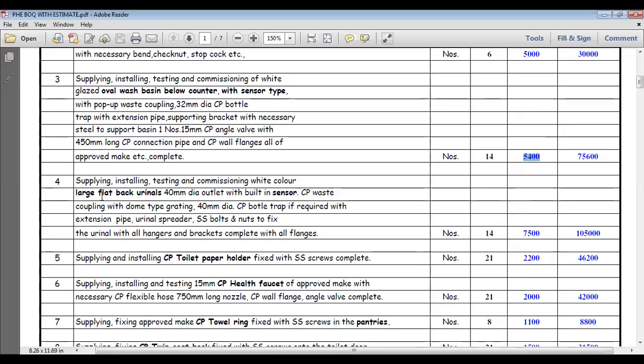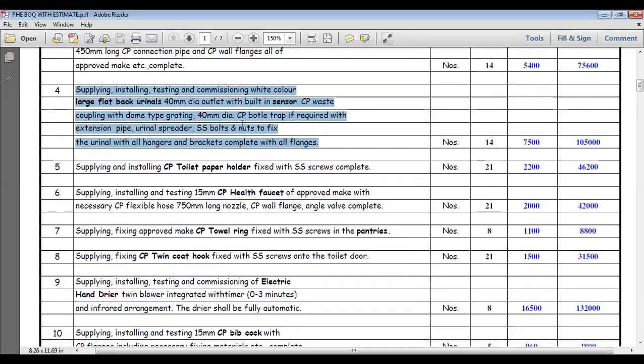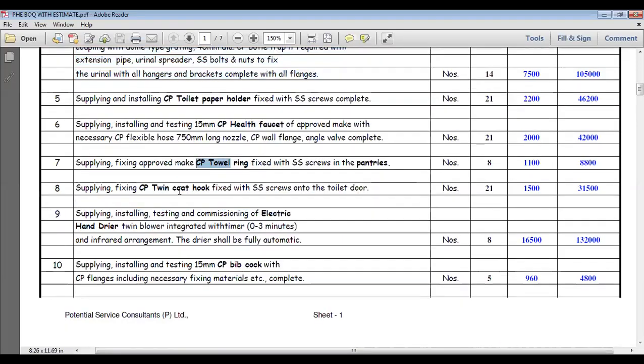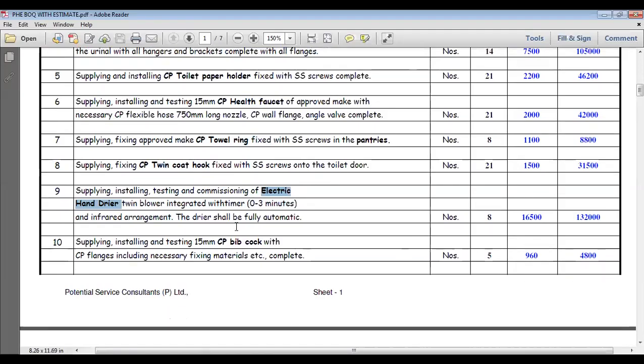If you go to the urinal: supply, installation, testing, and commissioning of the urinal, all the necessary things you have to put. So like this, you get all of them: toilet paper holder, health faucet, cooking health faucet, towel ring, tin cock, pot, electric hand dryer. For the electric hand dryer, how is the description there? And the supply inside this, now CP bibcock. Bibcock means tap, 15 mm CP chrome plated bibcock.